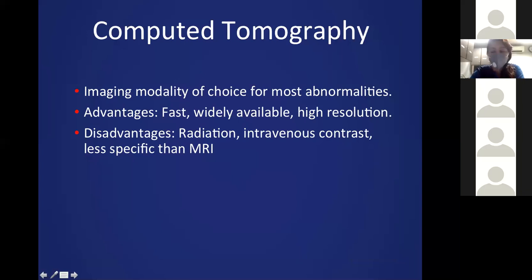Now we come to the computed tomography. Computed tomography is the imaging modality of choice for most abnormalities. Advantages: it's fast, widely available, and it has a very high resolution where we can pick up stones less than 3 millimeters, 2 millimeters, and even 1 millimeter stone. We can very well appreciate them on the CT scan. Disadvantages are the high dose of radiation, IV contrast, and it is less specific than MRI as far as the soft tissues are concerned, not the calculi.